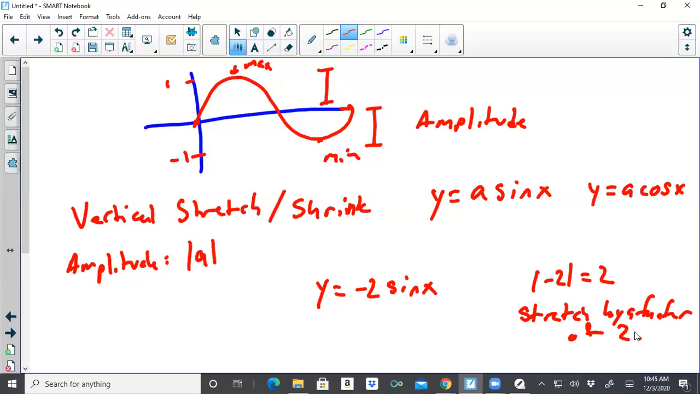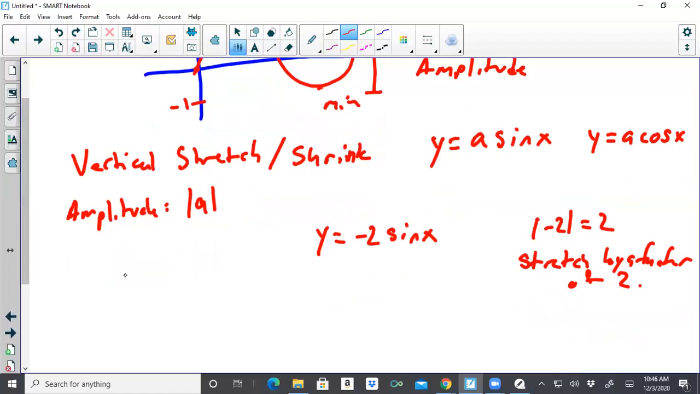That just means that I'm taking my graph and I'm stretching it by a factor of 2. So the highest point used to be 1, now the highest point is going to be 2. The lowest point used to be -1, now the lowest point is going to be -2. So we're just stretching that either up or down depending on what direction we're going. Now that being said, we still have to pay attention to the fact that negatives exist. So if a is less than 0, that means that this is going to be a reflection.